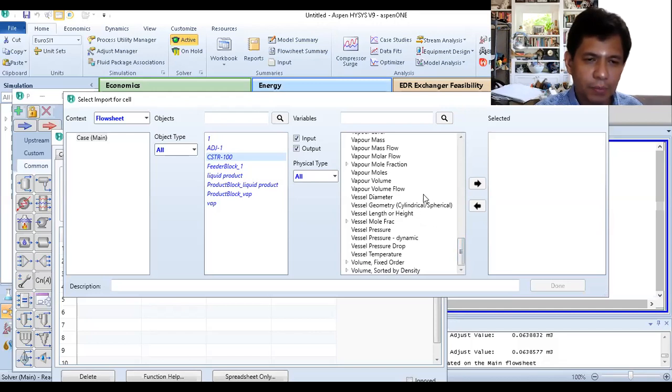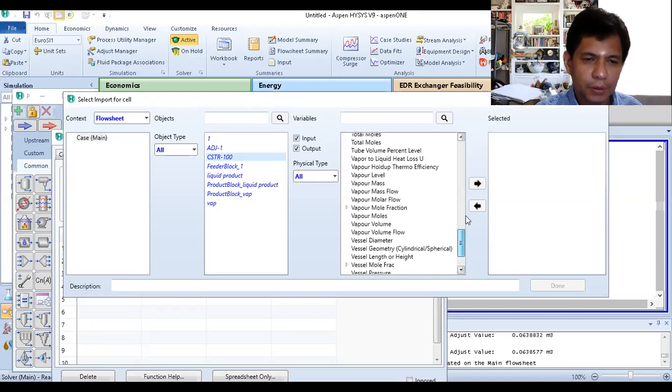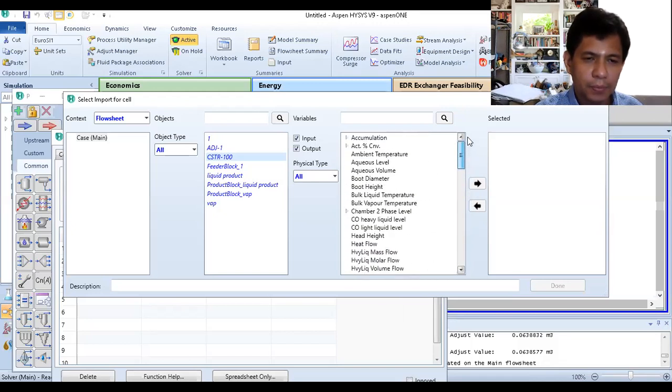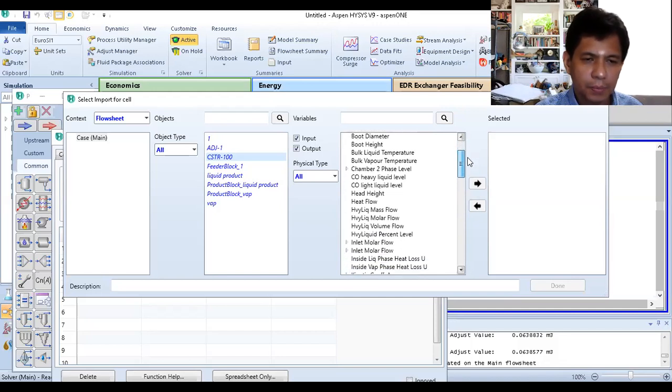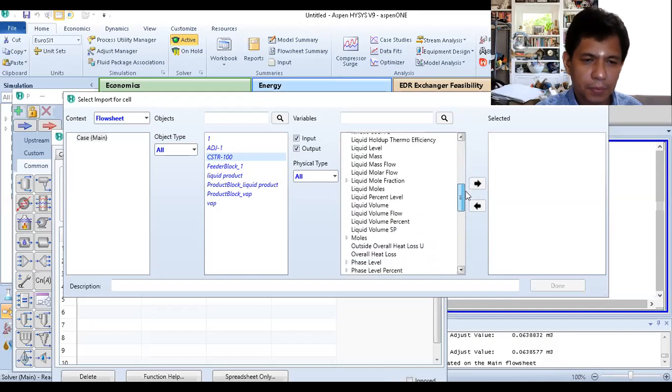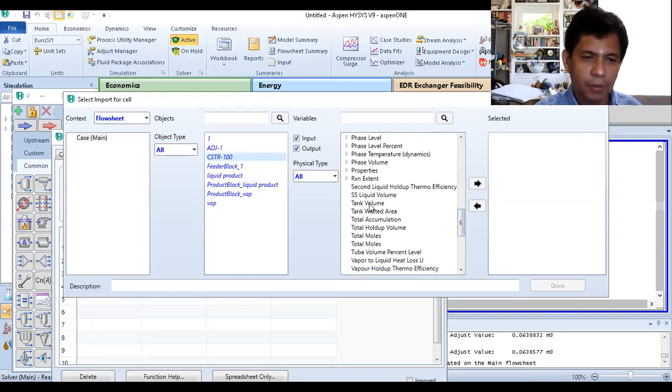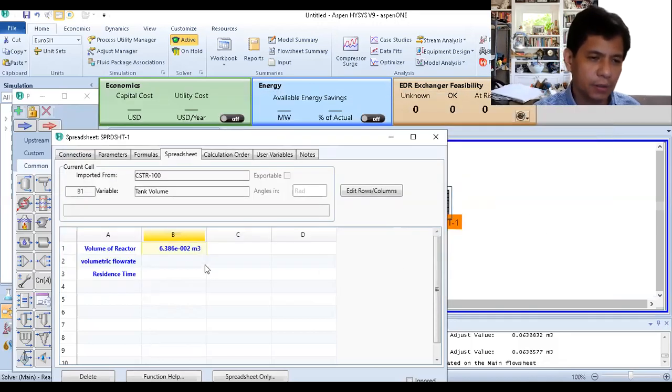Vessel volume. Vapor volume. Ano bang ibang volume? I think the liquid volume and the volume of the reactor are the same, pero check ko rin natin. Phase volume. Yun, tank volume. I think this is better. That's much better. So, the tank volume. Okay. So, yun yun. And then you're done. Ito yun.